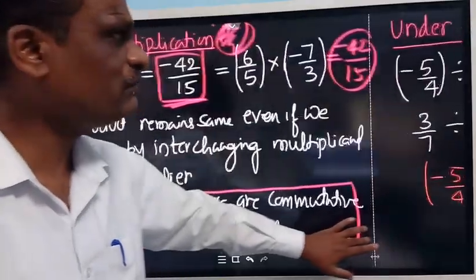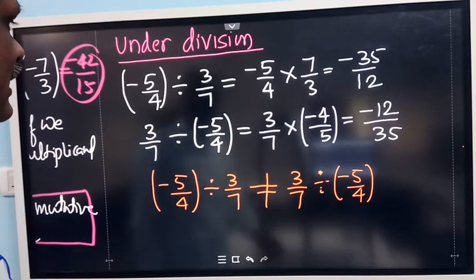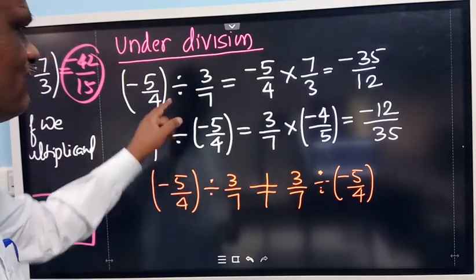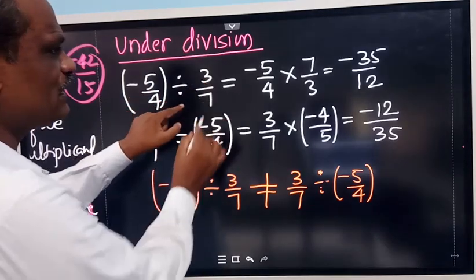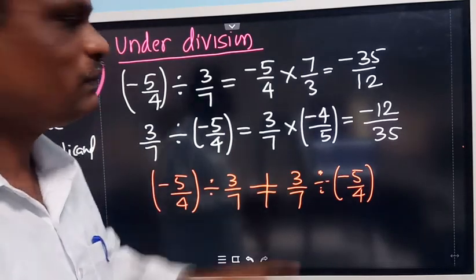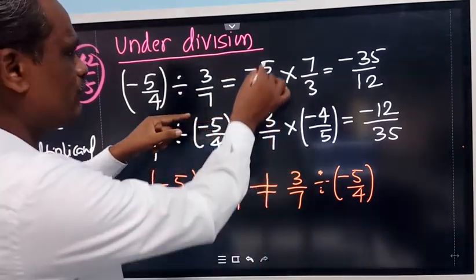Now the last operation for this commutative property, that is division. Select any two rational numbers. I have selected minus 5 by 4 and 3 by 7. Divide it: minus 5 by 4 divided by 3 by 7. Division, you know, is multiplication. Interchange this numerator and denominator and multiply.